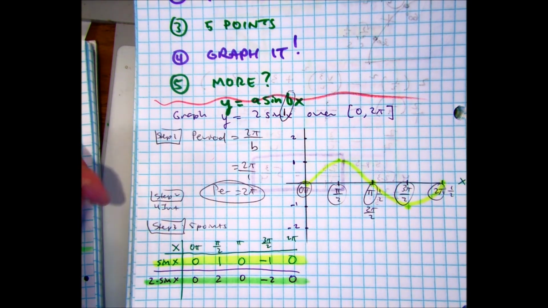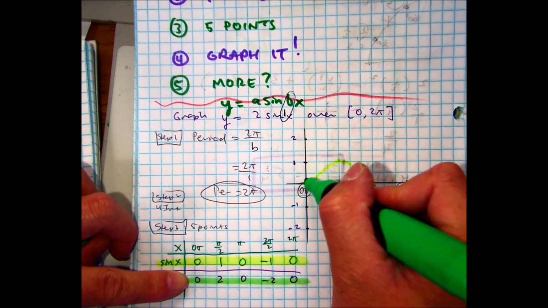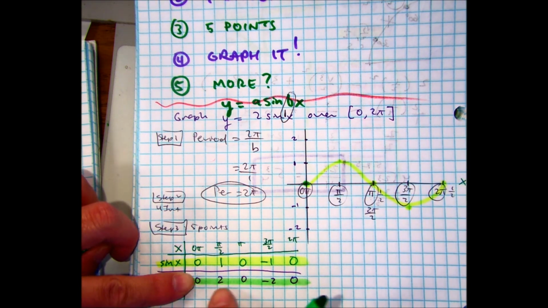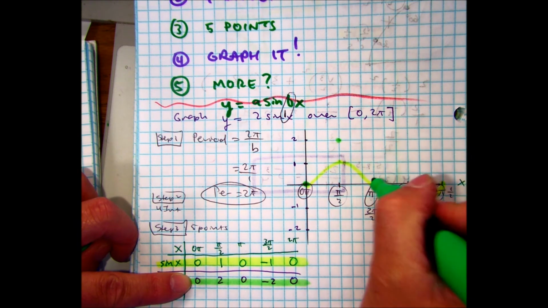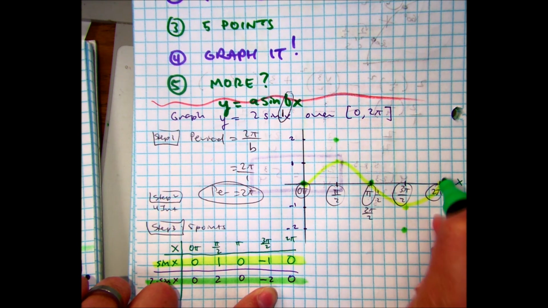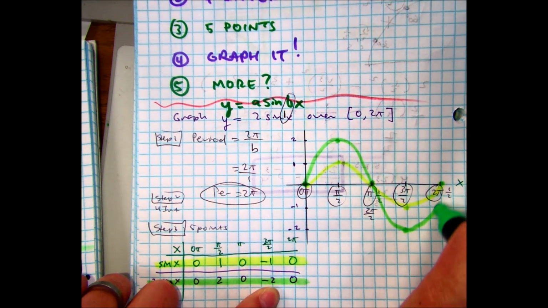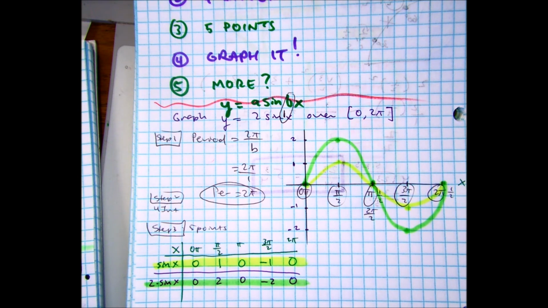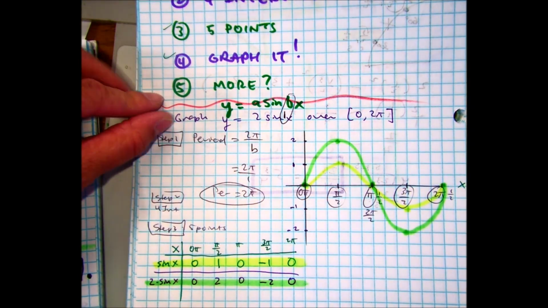And now I'm going to go ahead and graph our new function, 2 times sine of x. So at 0 pi, I'm going to have 0. And at pi over 2, now I have 2, 0, negative 2, and 0. So, I got my 5 points. I graphed my points.